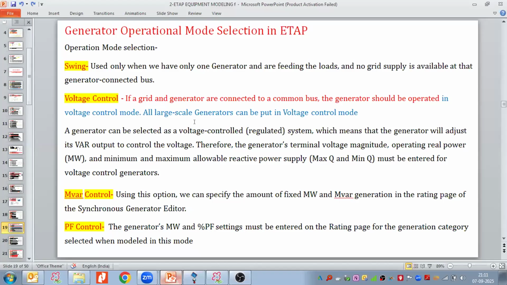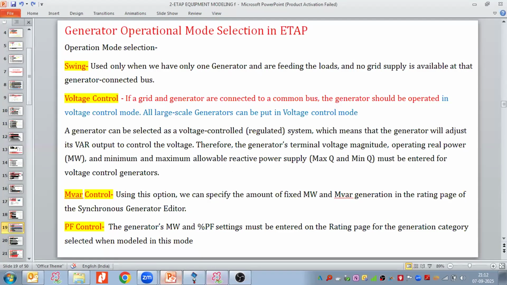A generator can be selected as voltage controlled, or we can say voltage regulated, which means that the generator will adjust its var output to control the voltage. Therefore, the generator's terminal voltage magnitude, generator operating real power, and minimum and maximum allowable reactive power supply, Max Q and Min Q, must be entered for the voltage control generators.